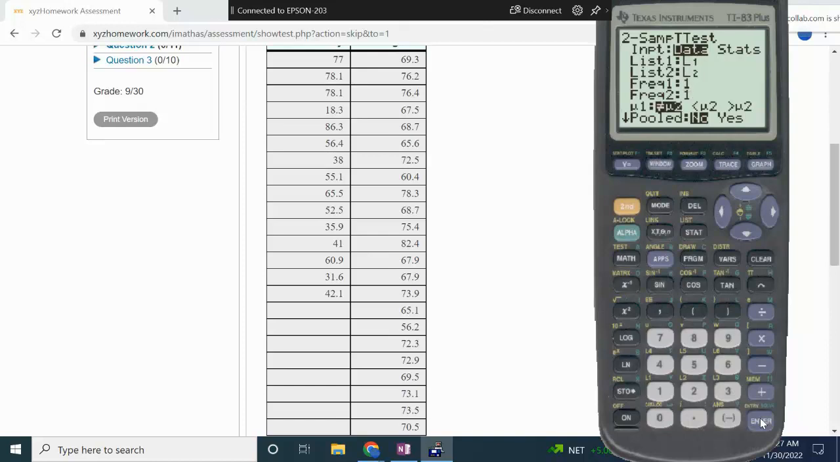Since we're testing for a difference in means, we're going to use that first option. The pooled variance is always no, and we're going to hit calculate. So it calculates all that stuff for you. You just have to make sure that you put all of the data points in correctly. So notice that we're given the test statistic and the p-value.